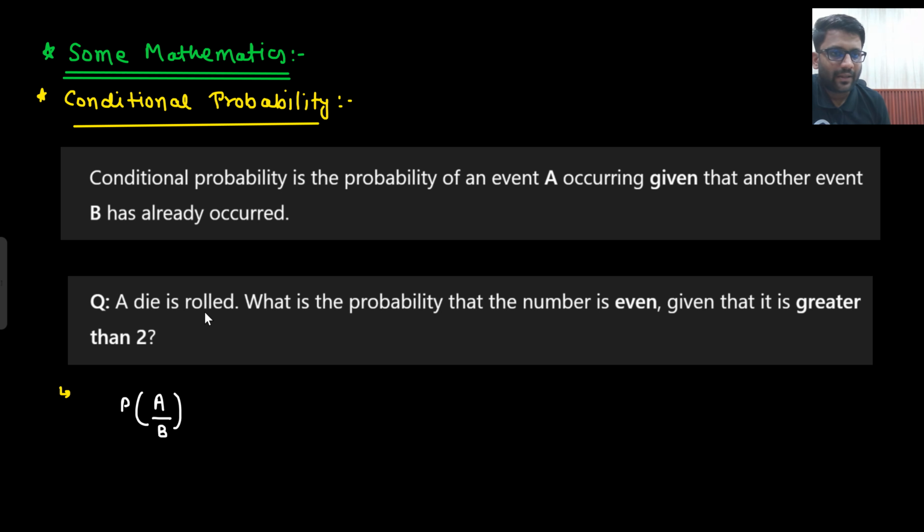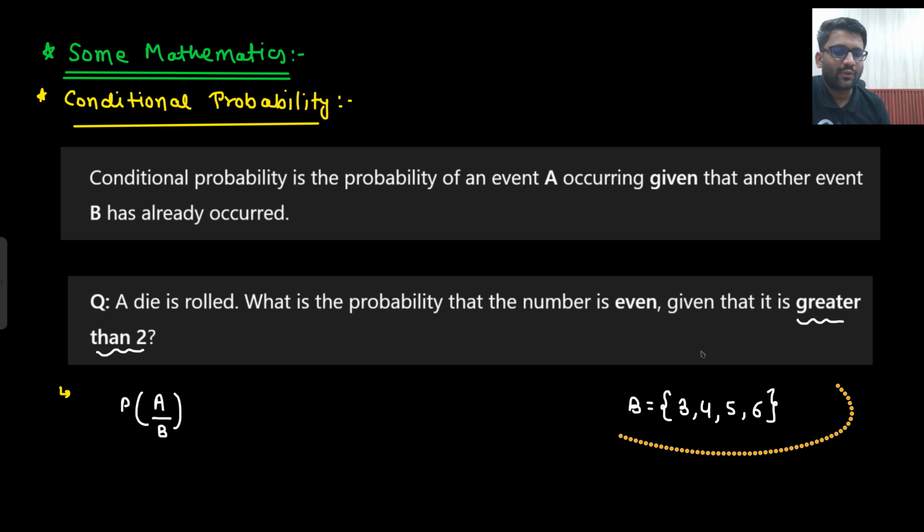So this is your random experiment. You are doing an experiment, that is you are rolling a dice. Now what is the probability that the given number is even given that it is greater than 2? So which event has already occurred? That you have got a number greater than 2. So event B has already occurred such that the number is greater than 2. That means the number could be 3, 4, 5, 6.